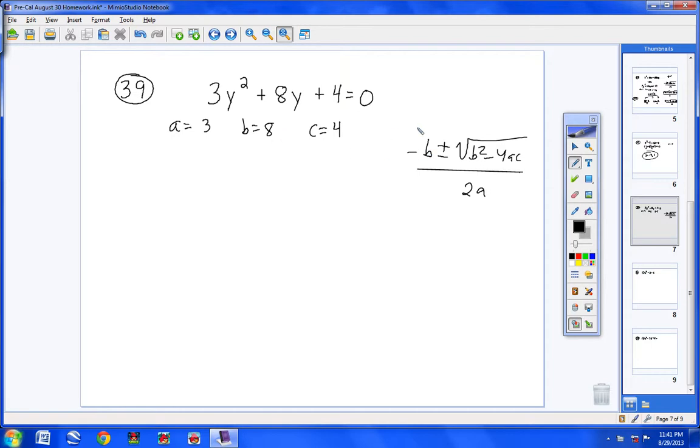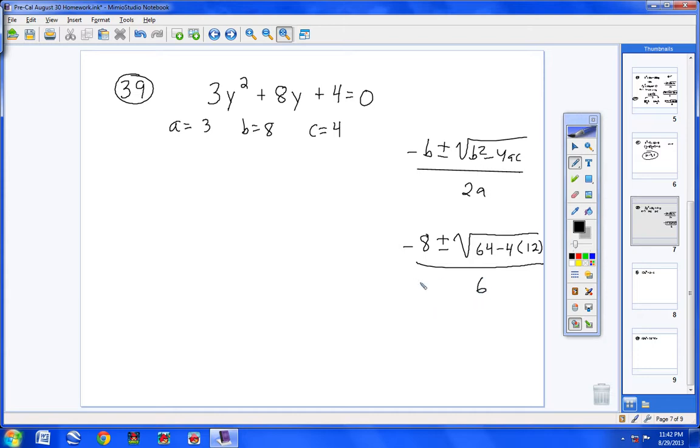Negative B. Well, B's 8, so where the B is, I would put an 8. There's a negative sign on the outside, so I'm going to start off with negative 8. And then plus minus. On the inside of the radical, please notice I have B squared right here. B is 8, and 8 times 8 is 64. And then minus 4 AC. A times C. Well, A is 3, C is 4, so 3 times 4 is 12. All over 2A. A is 3, so 2 times 3 is 6.